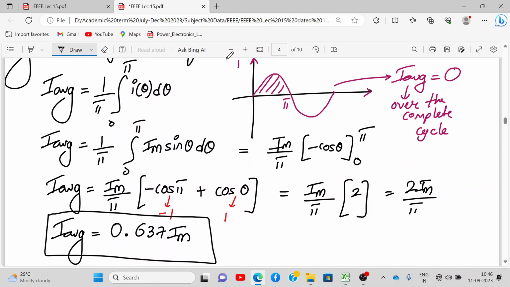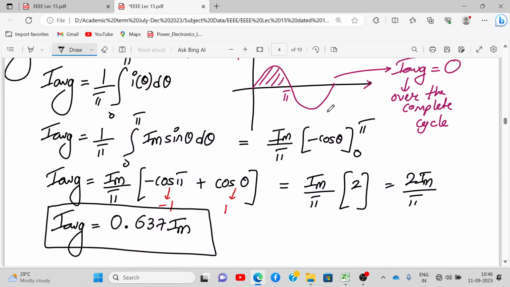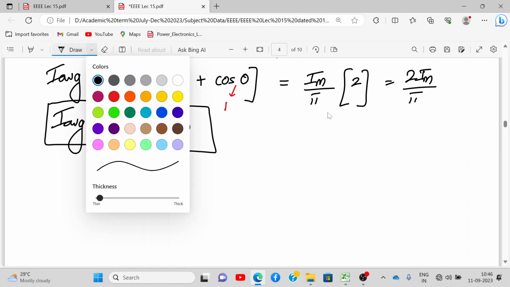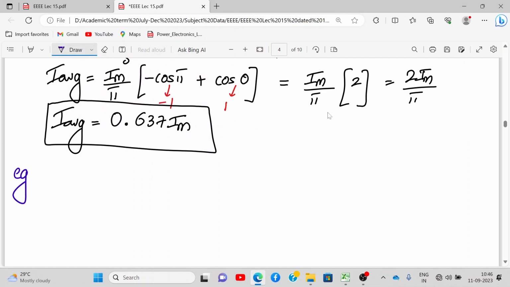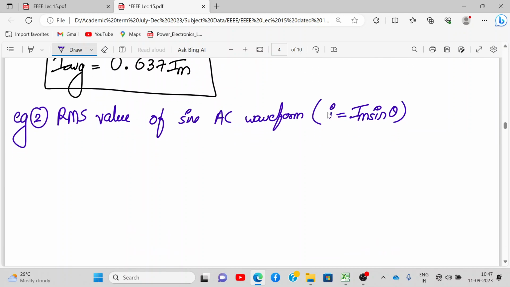Now calculate the RMS value of the same thing. Completed this much? So write down example number 2. RMS value of a sinusoidal AC waveform. Anyone knows it? Can anyone quickly calculate this value?